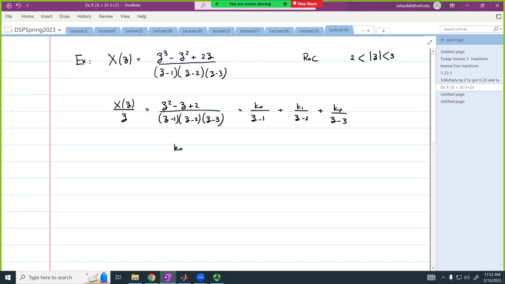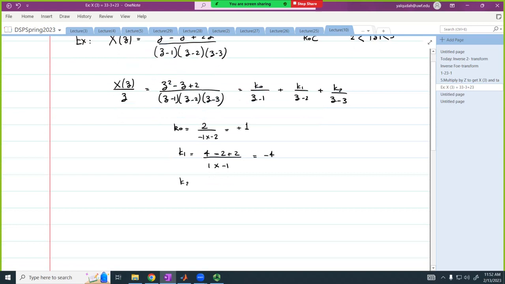And k0 is going to equal 2 divided by negative 1 times negative 2, which is equal to positive 1. K1 is going to equal 4 minus 2 plus 2 divided by 2 minus 1, which is a 1, times 2 minus the 3, which is negative 1. This is going to equal negative 4.